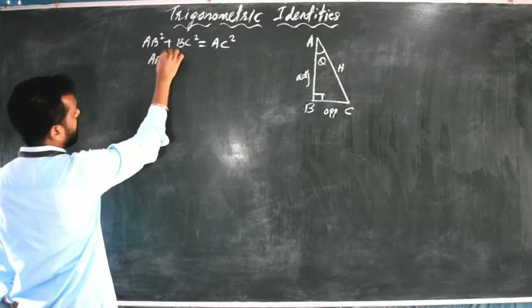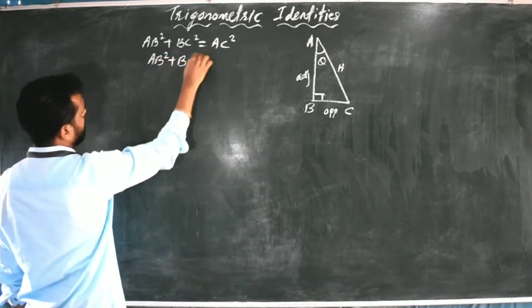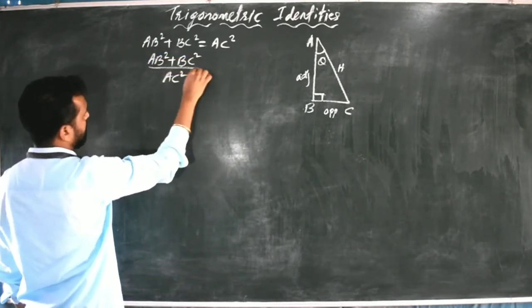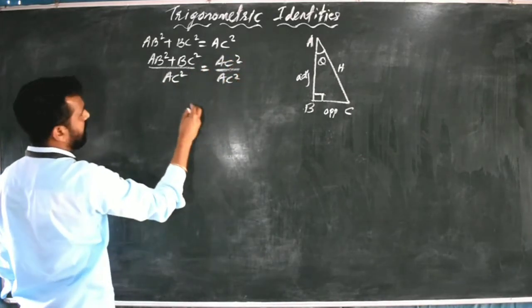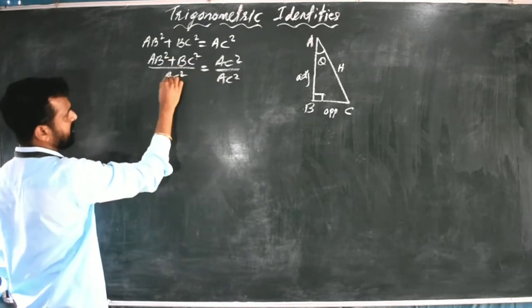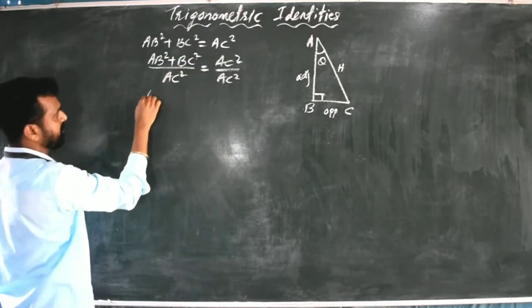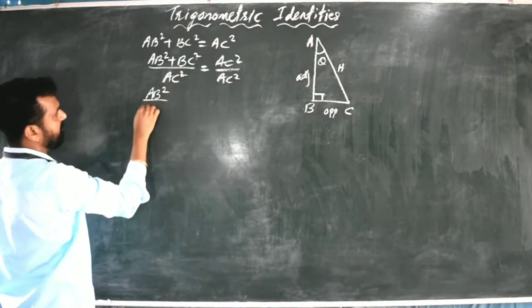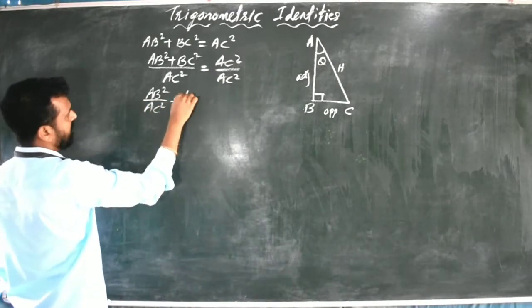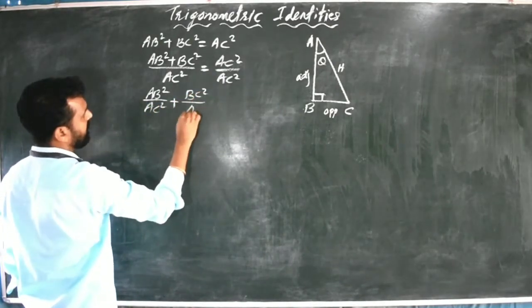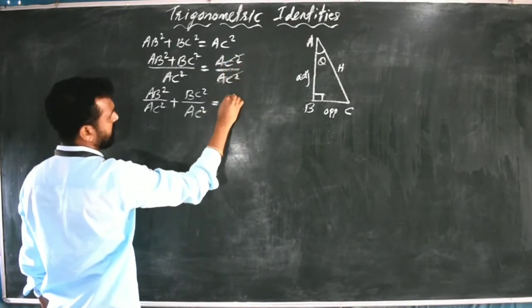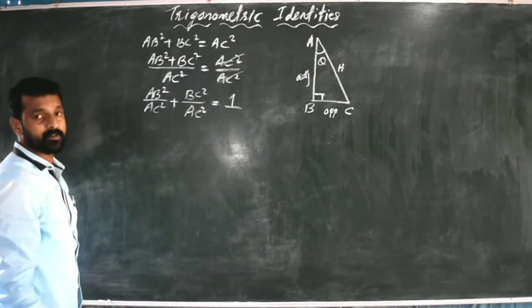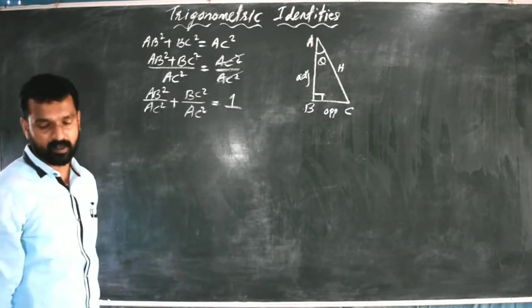Then we will get AB square plus BC square divided by AC square is equal to AC square divided by AC square. Then AB square plus BC square divided by AC square, we can split it into 2: AB square divided by AC square plus BC square divided by AC square is equal to AC square divided by AC square. What is the answer? 1. Same terms we are dividing, so the answer will be 1.